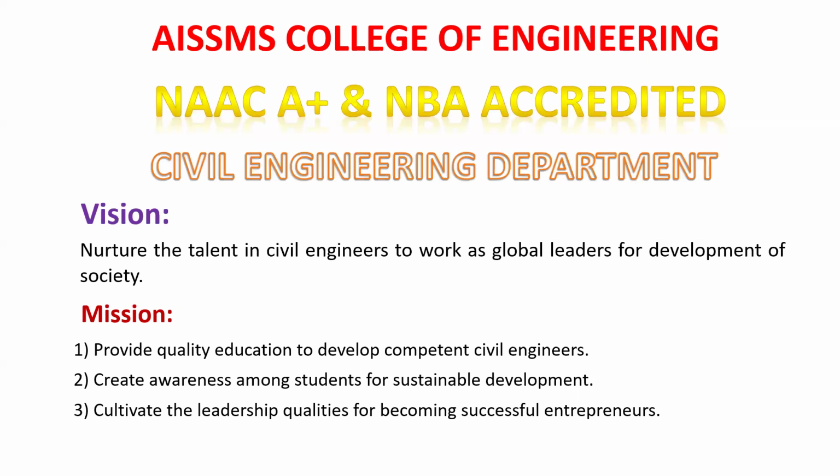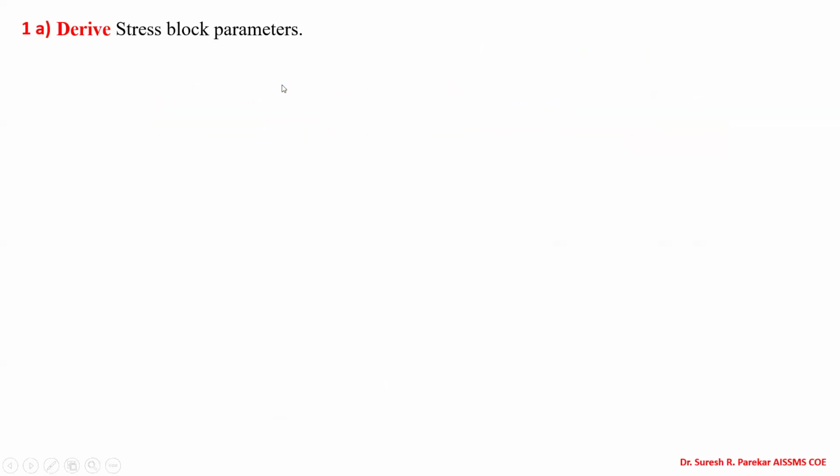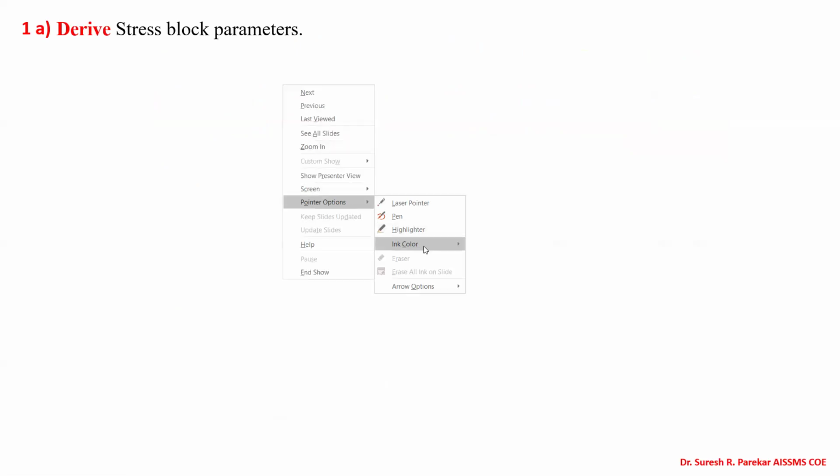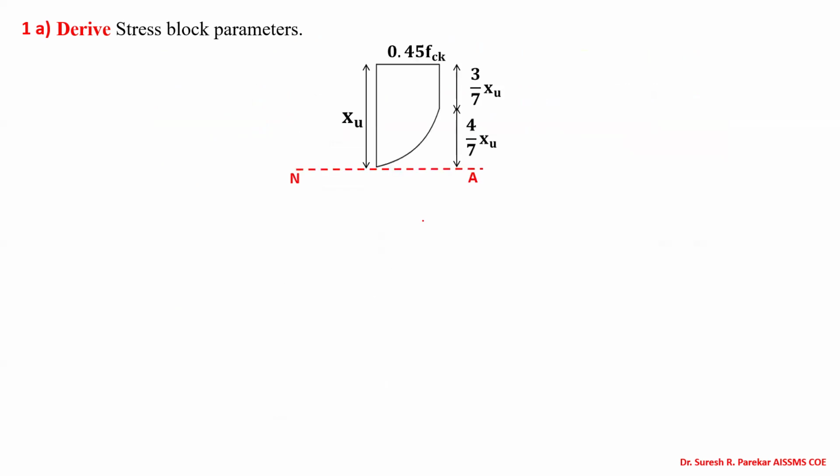Today we are going to see the problems which we have in unit test 1. In this we have the first problem: derive stress block parameters. We will start with the first, stress block parameters. We have this diagram that is given in IS code. If we go to IS code, then we have this diagram.